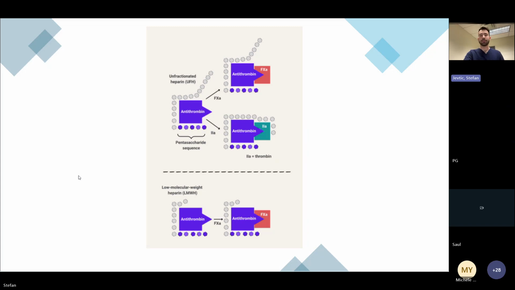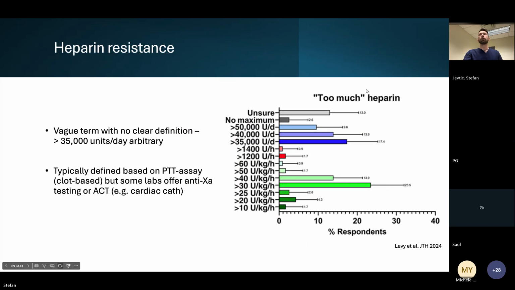As you can imagine, in cases of acquired or congenital antithrombin deficiency, you will have reduced activity of your heparins, and so that's where you can see potential breakthrough thrombosis or difficulty obtaining that therapeutic level of unfractionated heparin. So what is heparin resistance? It's really a vague term that hasn't been properly described.